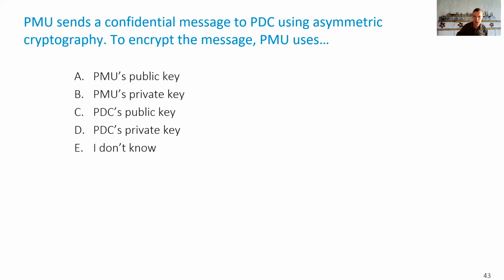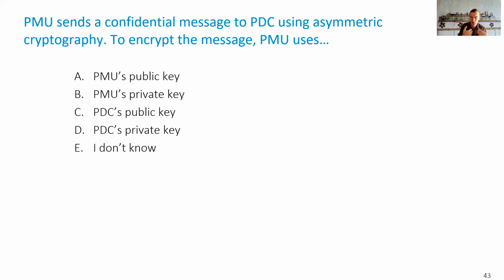And the majority says A, which is wrong. So PMU sends a message to PDC, and PMU wants this message to be confidential. Confidential means I want only PDC to be able to see the content of the message. So if I encrypt with PMU's public key, who can decrypt it? Only me, because only PMU owns PMU's private key. So if I use my public key to encrypt, nobody other than me can decrypt. Of course it will be confidential, but it will also be useless because nobody can decrypt. You want the PDC to decrypt.